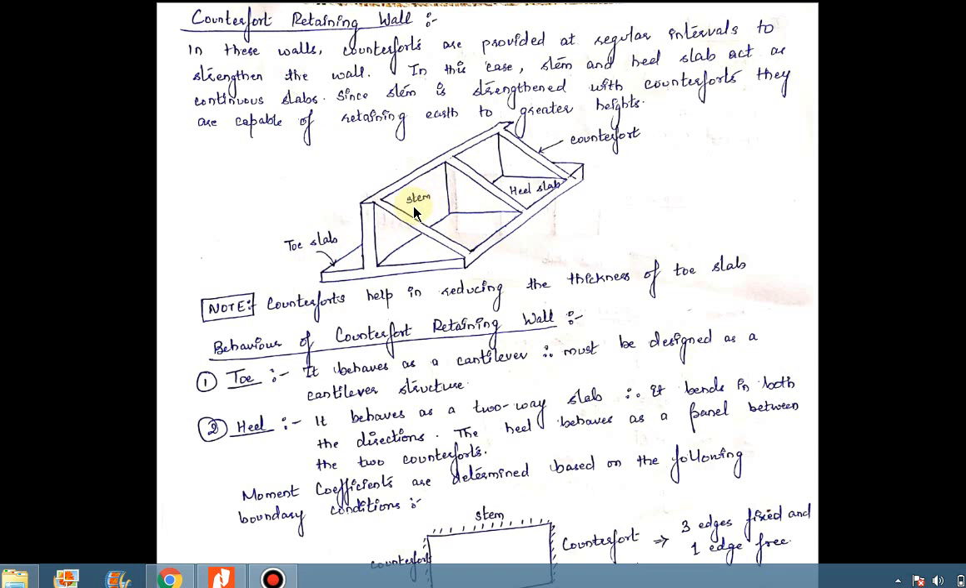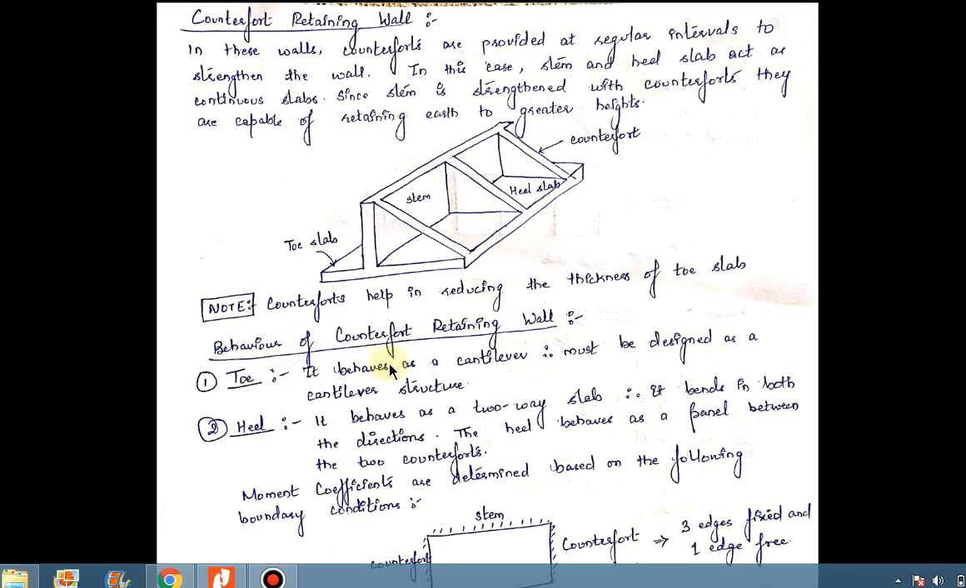Now if you can see in the diagram, these two portions are of the stem, and these two portions of the stem are supported on the counterfort. So these two portions of the stem act as continuous slabs because the stem is supported over three counterforts. And if you see the heel slab also, the heel slab is also continuous over these three counterforts, and therefore in the case of the counterfort retaining wall, the stem and the heel slab act as continuous slabs. So you have to keep this point in mind.